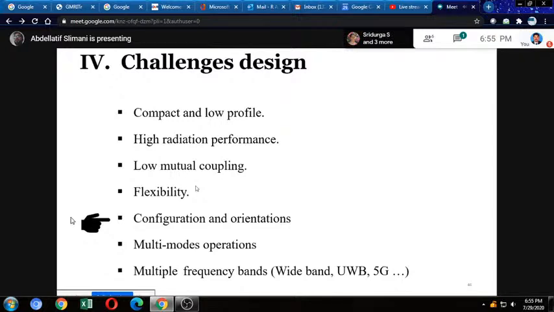Orientation: I talk about radiation. I can direct my radiation toward the desired direction just by changing the phase shifts. So I talk about orientation.